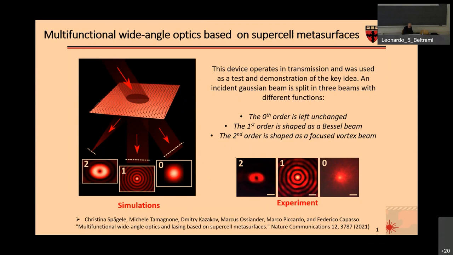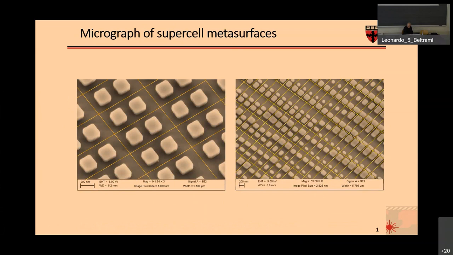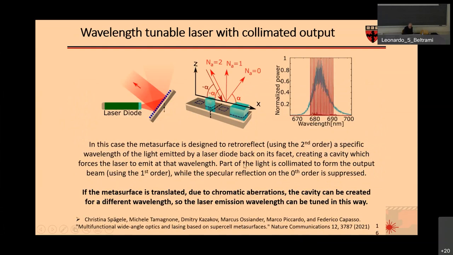So the idea here is, you typically take a unit cell. Here you have a more complex unit cell. You can create these metagratings. The next step is to create different supercells at different positions. And so you really have created a supercell library that gives you tremendous flexibility in designing the diffraction orders. That's the main point. This is one thing, and this is also a very nice application that my group did here. They were inspired by the fact that we have in our laboratory a sternal cavity laser.